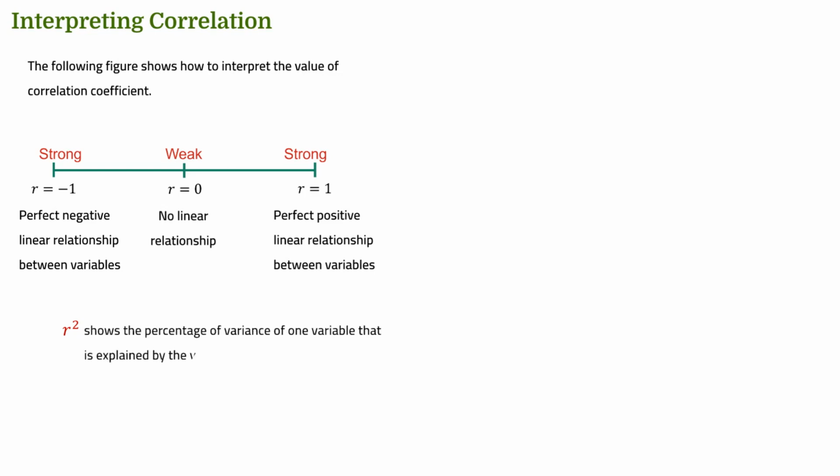When it is 1, perfect positive linear relationship. R squared shows the percent of variance of one variable that is explained by the variance of the other variable. So once you have R, you square it, and it shows the percentage of one that is explained by the other. And a lot of times software returns R squared.